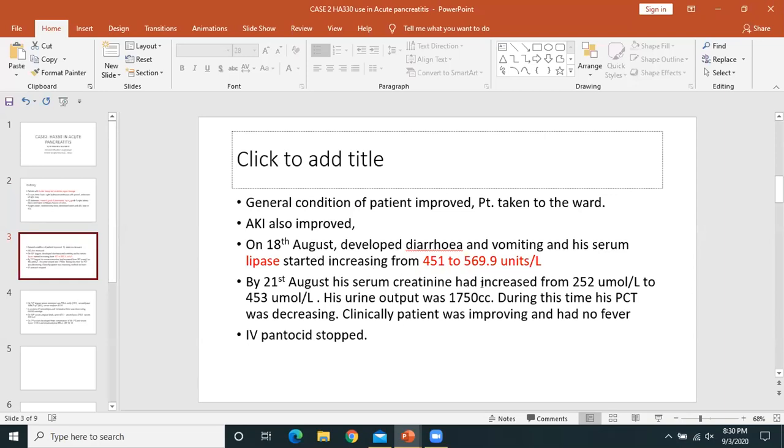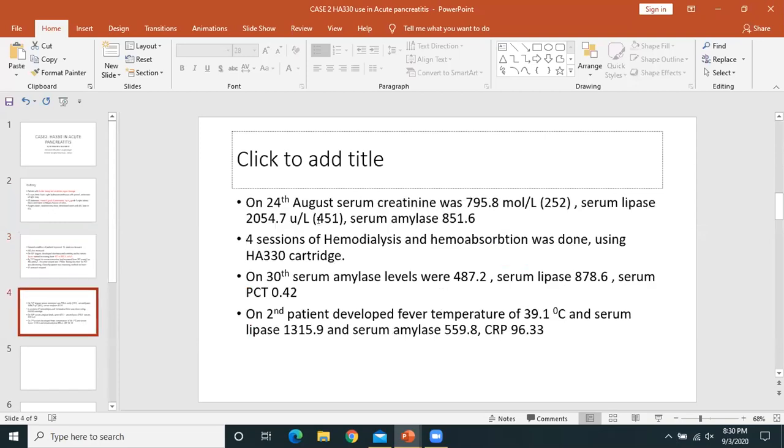So the only thing I could find in the medication was IV pantoprazole, a PPI. Maybe the PPI could be the one causing injury in the kidney. So we stopped it. But despite stopping it, 2-3 days later, the serum creatinine still continued to increase to 795, with good urine output. The serum amylase shot up to 2054 from 451, and the serum lipase was 851. The patient was afebrile. We did a CT scan to check if he had developed a pancreatic pseudocyst, and there was no pancreatic pseudocyst.